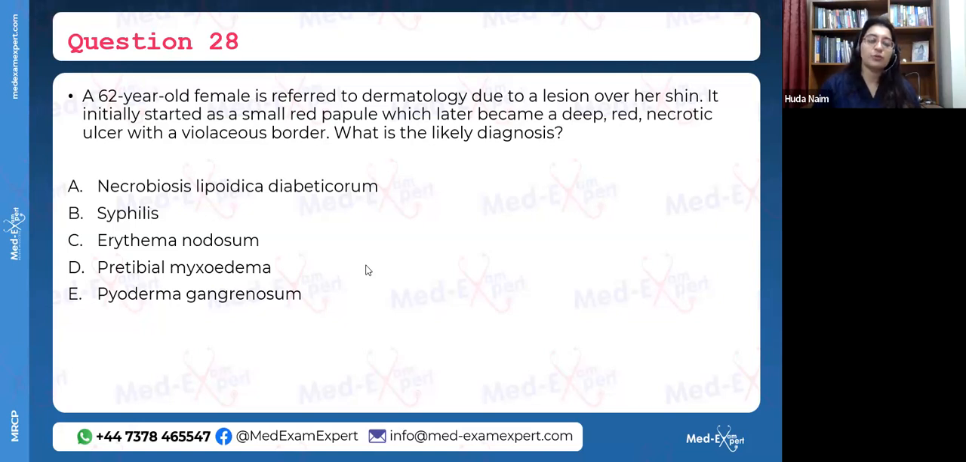You have a 62-year-old female who's referred to dermatology due to a lesion on her shin. It started out as a small red papule, which later became deep red necrotic with a violaceous border. What is the likely diagnosis? Yes, all of you are correct. It's pyoderma gangrenosum.